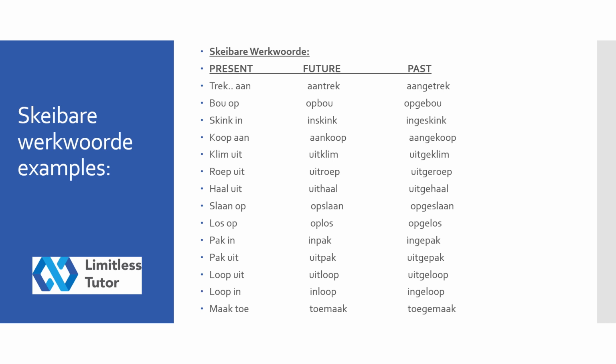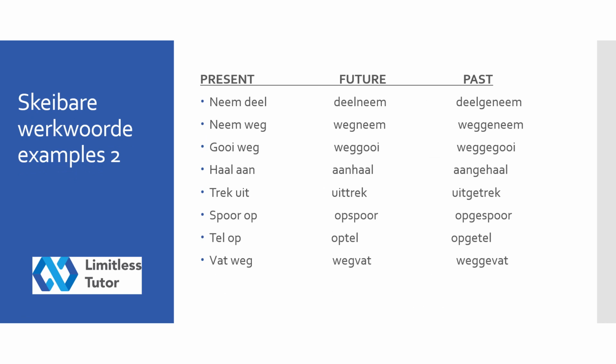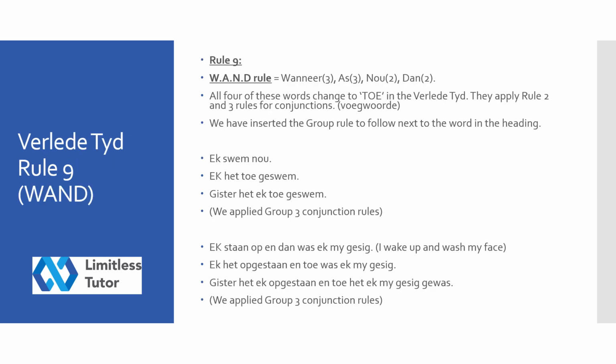I'm not going to go through the whole list because I will be attaching a list of skeibare werkwoorde, including some less common ones that are less obvious, for you to self-study. Here are some more examples. Ek neem aan sport deel. Ek sal aan sport deelneem, one word. Ek het aan sport deel geneem. Or ek tel my skoene op. Ek sal my skoene optel. Ek het my skoene opgetel. Those are called skeibare werkwoorde. I would suggest studying the list that I will attach.